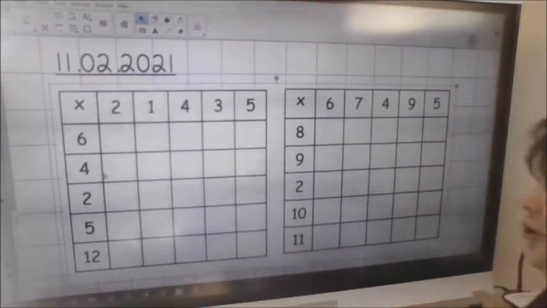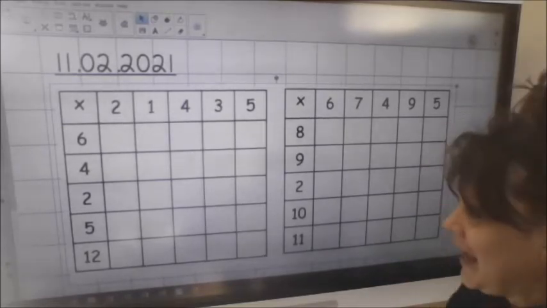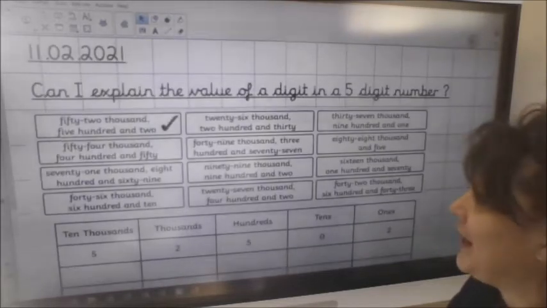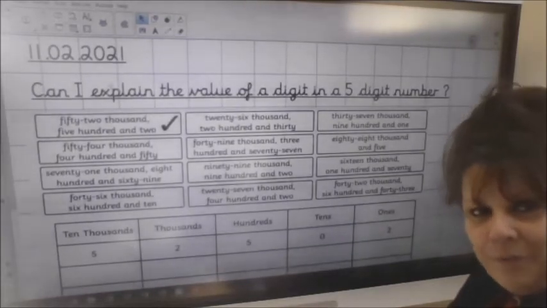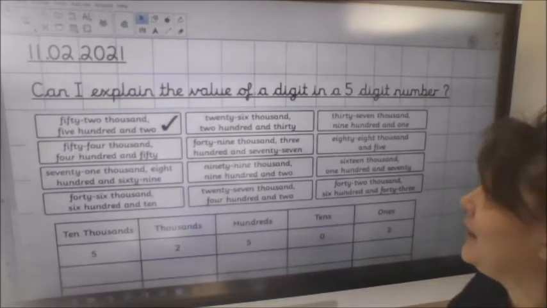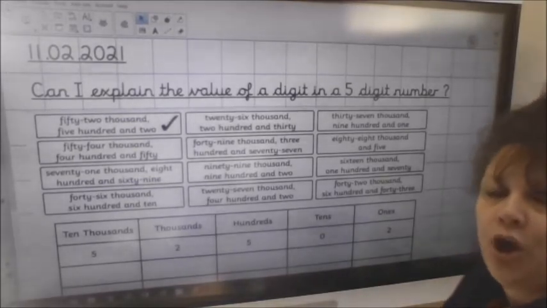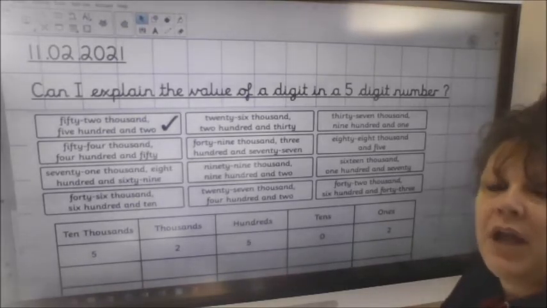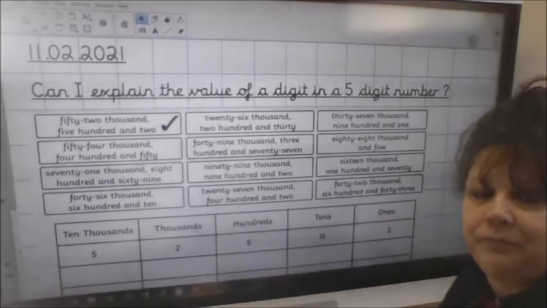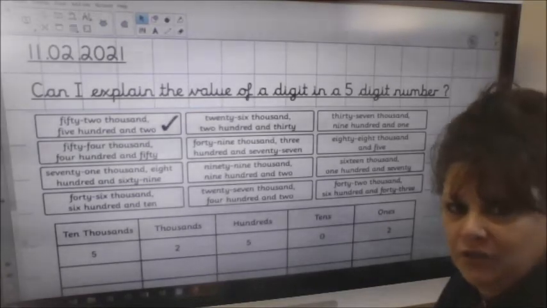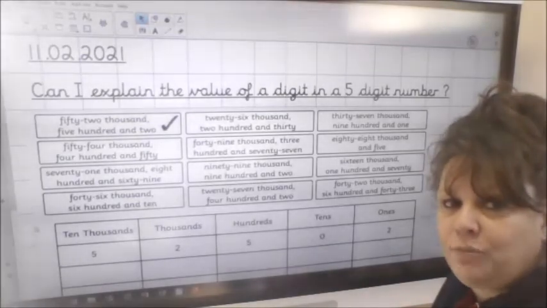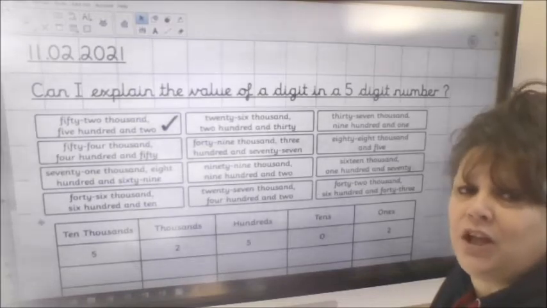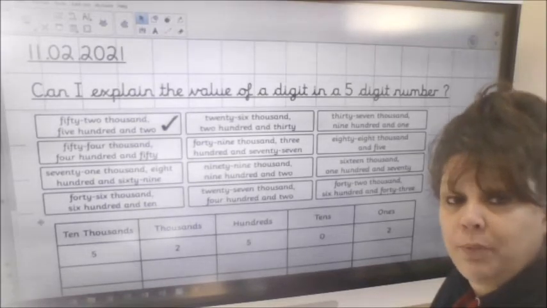Well done. Let's have a little look then at what we're going to be doing today. I am sure I'm going to see lots of fantastic times table grids with excellent answers. So we've got, can I explain the value of a digit in a 5-digit number? We are starting to look at those larger digit numbers now, and we're going to be looking at adding them, subtracting them, and just making sure that we know precisely what the value of each of those digits in the number is.